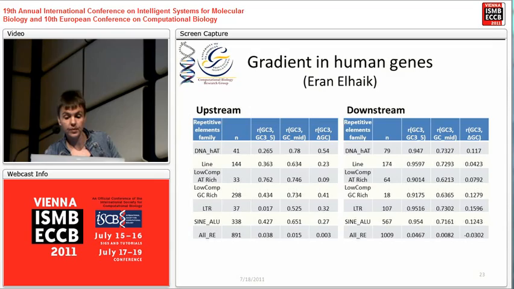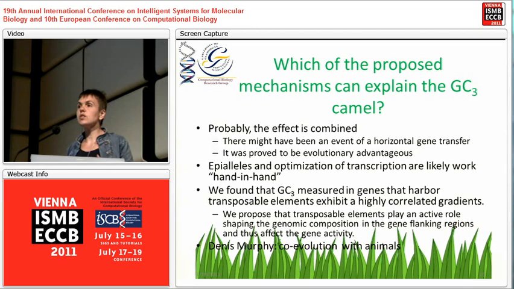So now the big summary. What is responsible for the modulation of the GC3 content? The current idea is that the most likely effect is combined. We can imagine that an effect of horizontal gene transfer brought a high GC3 gene into an organism, and then it proved to be evolutionarily advantageous because it gave some transcriptional advantage. Maybe methylation and transcriptional optimization go hand in hand to stabilize and maintain this effect. And maybe repeat elements were somehow at fault for bringing this in.